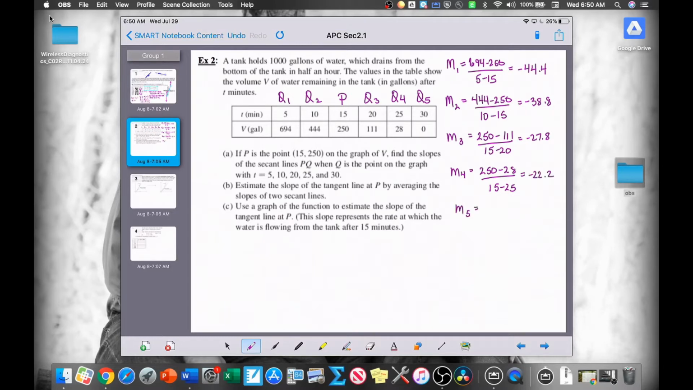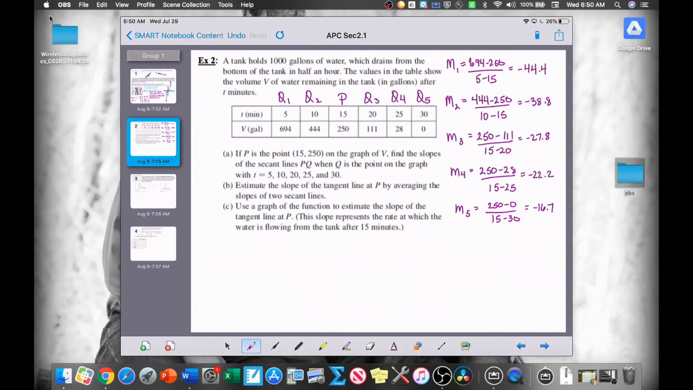And M5, the slope between P and Q5, will be 250 minus 0 divided by 15 minus 30, which gives us a slope of negative 16.7. All right, so this is the work for part A.